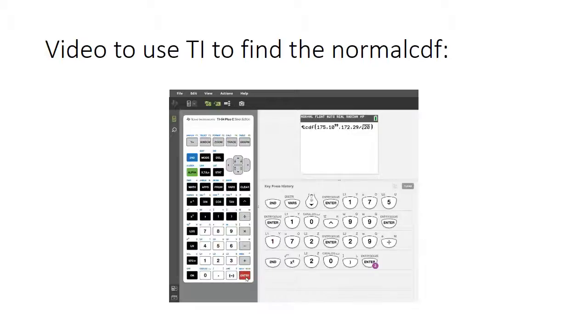For those of you who don't have a calculator that prompts you, make sure that you have in your notes what to put. Normal CDF and then lower bound, comma, upper bound, comma, mean, comma, standard deviation of the sampling distribution, or standard error of the mean, which is the population standard deviation divided by the square root of the sample size. Go ahead and hit enter, and here is the probability that the mean weight of 20 male passengers on a water taxi is 175 pounds or more.